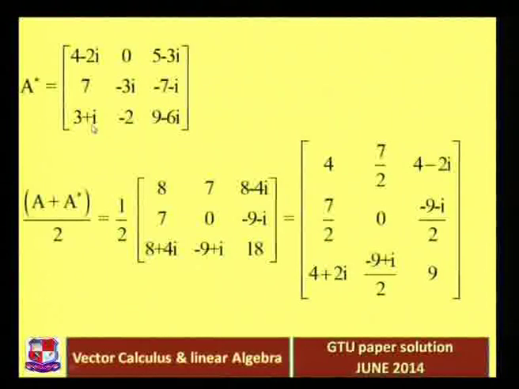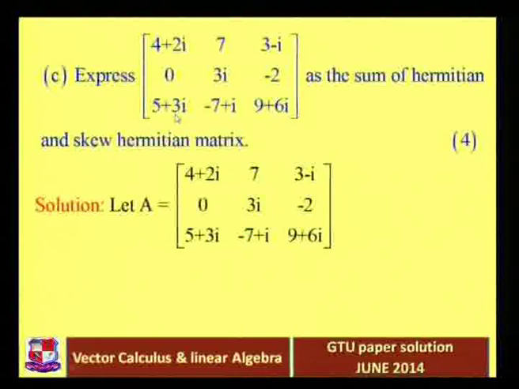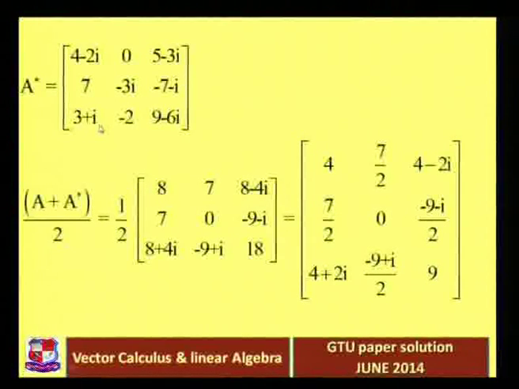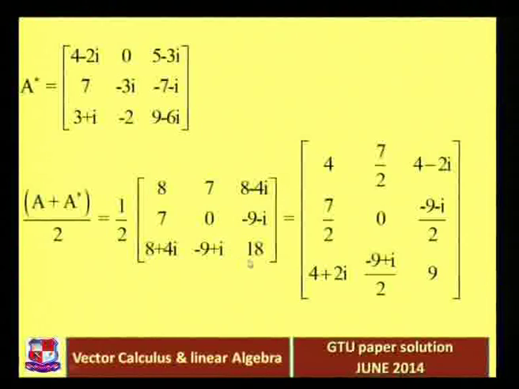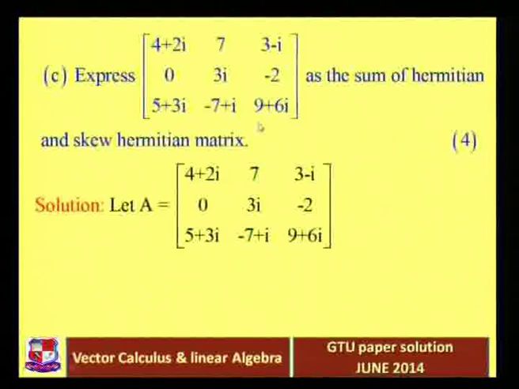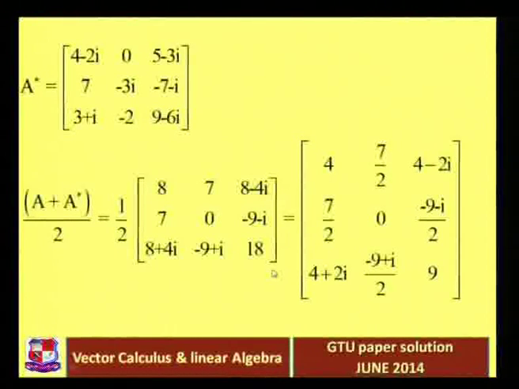Right. 3 plus i, and here 5 plus 3i, so 8 plus 4i, right, 8 plus 4i, and then minus 2 minus 7 plus i, so minus 9 plus i, and then 18, 9 minus 6i, 9 plus 6i, so that will become 18, into 1 by 2.